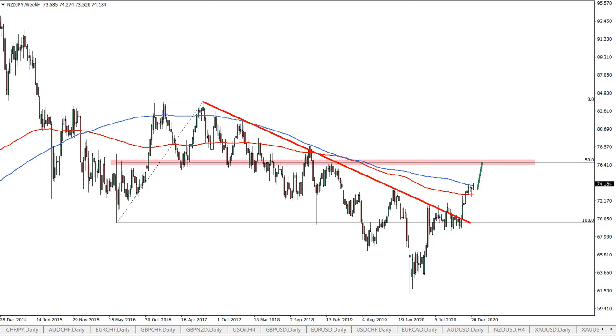In this video we will be analyzing New Zealand dollar versus the Japanese yen on two time frames, the weekly time frame and the daily time frame.